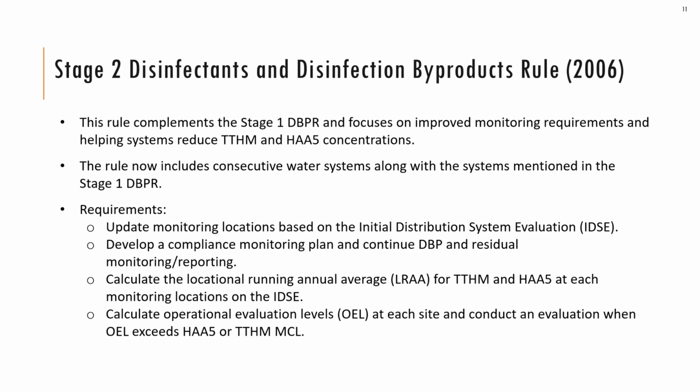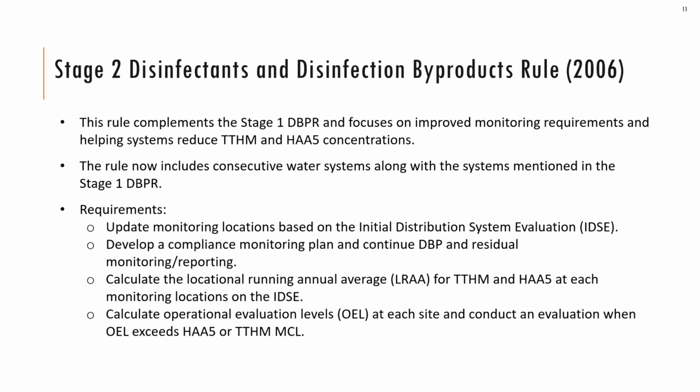Systems were also required to develop a compliance monitoring plan and continue DBP and residual monitoring. Sampling frequency and the number of samples that systems need to collect were updated. The methods for determining compliance for TTHM and HAA5 were also updated by requiring locational running annual averages, or LRAA, instead of the original RAA. So this means that MCLs for TTHM and HAA5 will be calculated at individual monitoring sites instead of taking the average of all the sites, and compliance must be met at individual sites.